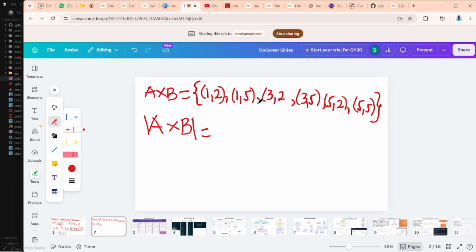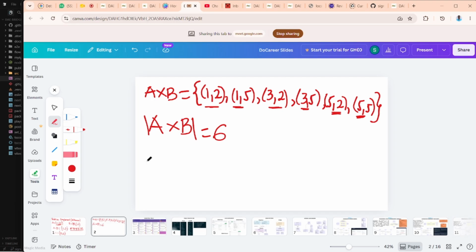So I'm saying that we are talking about the cardinality of A times B now, which is why I brought these two symbols. When we have cardinality, you know it's a number. Here we are talking about the number of items within the set: 1, 2, 3, 4, 5, 6. There are 6 of them.